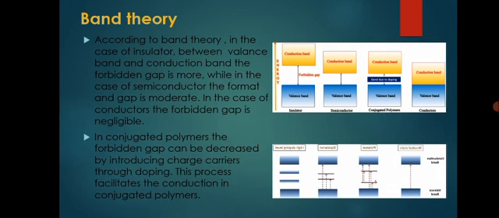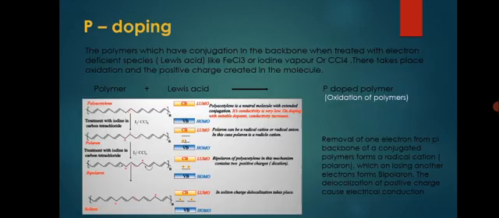the valence band and the conduction band is more than 3 electron volt, while in case of a semiconductor, the forbidden gap is moderate, and in case of a conductor, the forbidden gap is negligible, as we can see in the following figure. Now, in case of conjugated polymer, the forbidden gap can be decreased by introducing charge carriers through doping. This process facilitates the conduction in conjugated polymers.